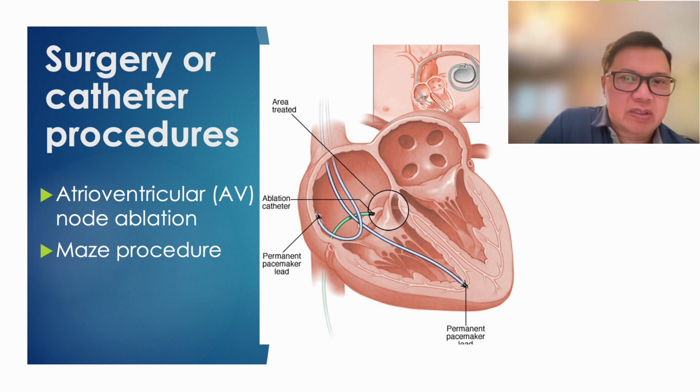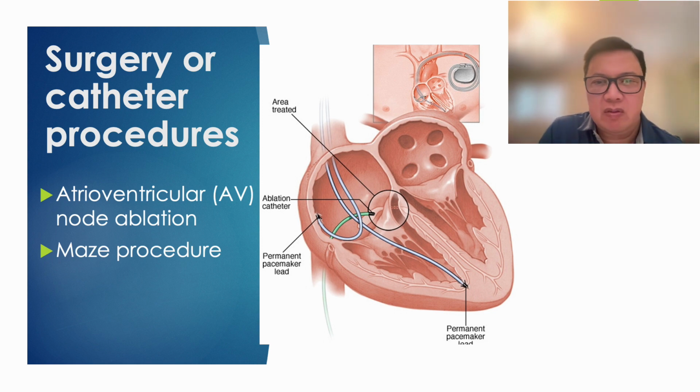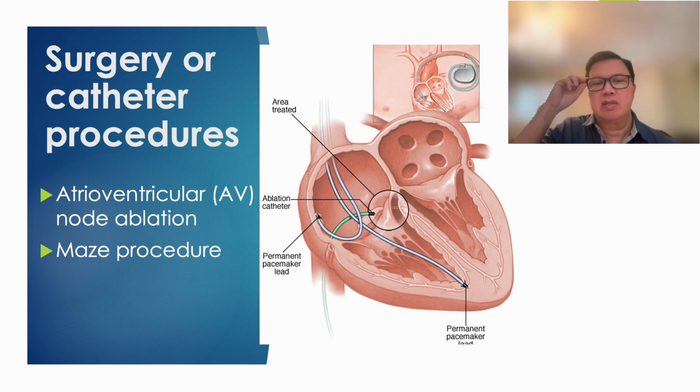For catheter procedures, number one is AV node ablation. Usually they apply heat or cold energy to the heart tissue at the AV node to destroy the electrical signal connection. After the AV node ablation, a pacemaker is needed for life. It's usually done by an electrophysiologist cardiologist, and of course, it's done in the hospital.